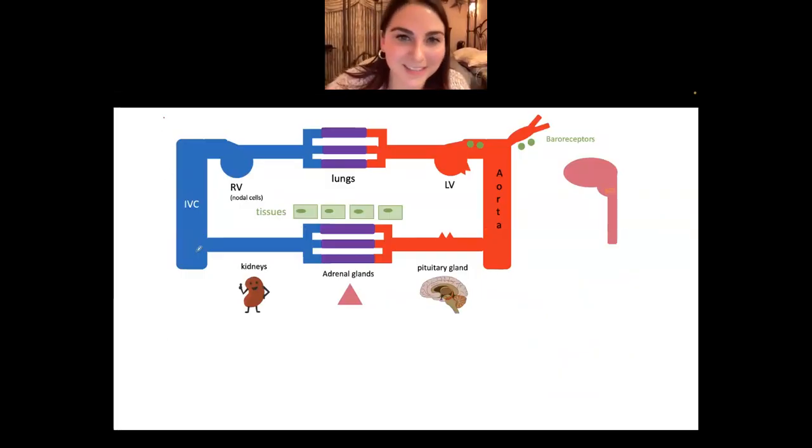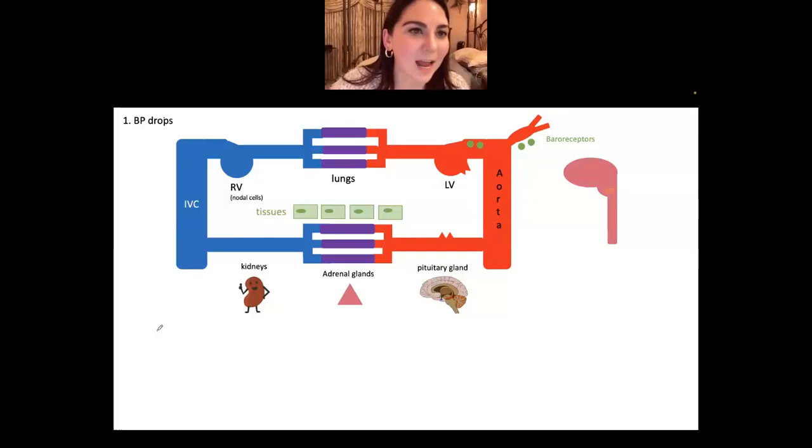I tried to make this as least confusing as possible, but anything in blue is going to be your venous system. So this is like the inferior vena cava into the right side of the heart. I have the right ventricle here, the lungs, and then the arterial system over here: the left ventricle, your aorta, where all the baroreceptors would be, and then back to the tissues, and kind of like this cycle. The human body is not this simple, but if it were, this is how I'm going to explain RAAS. The kidneys are over here, the adrenal glands are over here, and the pituitary gland is up in the brain.